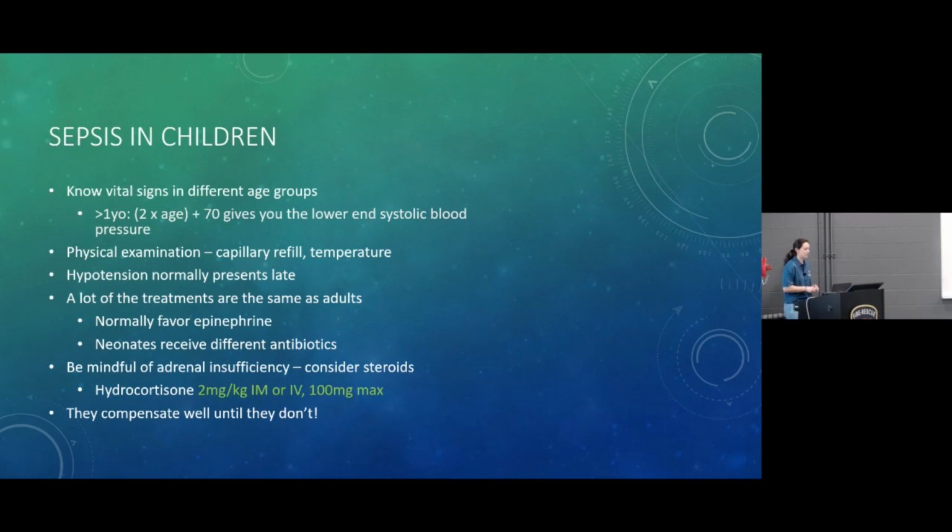Sepsis in children, know the vital signs in different age groups. I know it's a pain in the butt to remember all these. Easy way for a kid who's a year or older: two times the age plus 70 gives you the lower end of that systolic blood pressure that's acceptable.